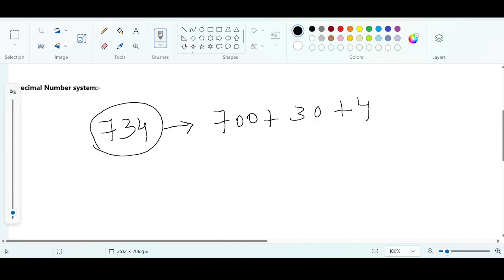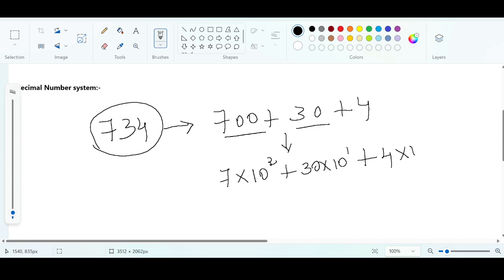But I want to break down further. I want to rewrite this in a different format. How can I do that? The 700 can be rewritten as 7 into 10 to the power of 2, followed by this 30 can be rewritten as 3 into 10 to the power of 1, followed by this 4 can be rewritten as 4 into 10 to the power of 0.